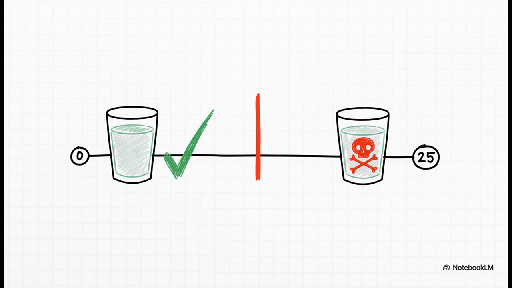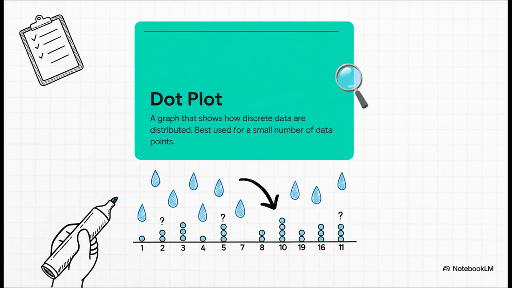Now, with this one critical number, we can finally start to make some sense of that messy table. To do that, we're going to need our first tool, the dot plot. A dot plot is just perfect for a situation like this. It takes a small, countable set of data, like our 20 water samples, and just neatly organizes it on a number line. It's the simplest, fastest way to turn all that chaos into clarity.